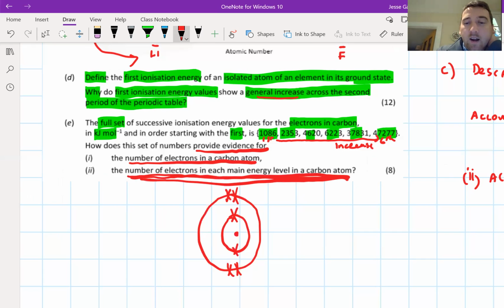Well, what do I see here? I see 1086, 2352, 4620. All of these are gradual increases. Do you see this? So going from 1,000 to 2,000 to 4,000 to 6,000, that's gradual. That's the first 4 electrons.